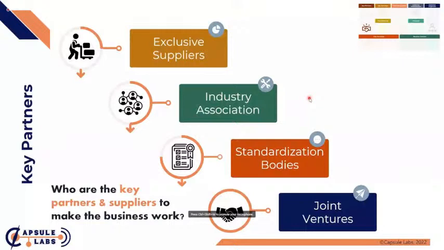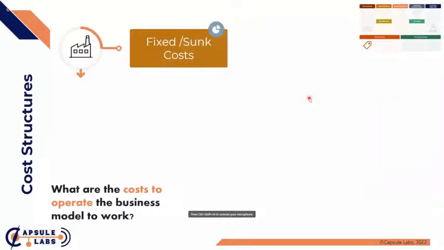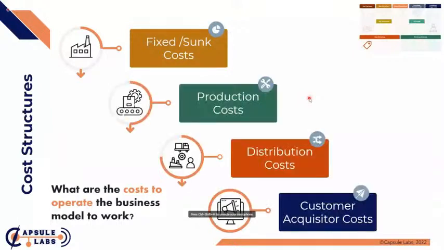And there's going to be cost associated, right? If you are becoming a member of a standards body, or getting into a joint venture, all of them are going to be expenses, right? So you need to know what are the costs that are involved in operating your business model. This could be fixed costs, this could be production costs, this could be your distribution cost, or this could be your customer acquisition cost. But at the end of the day, these are all costs, right?